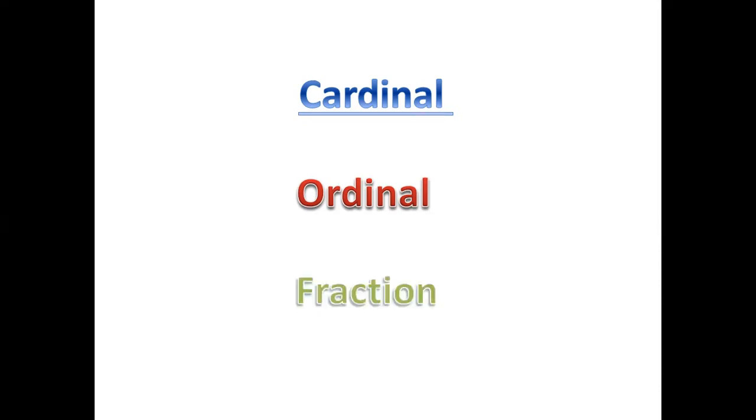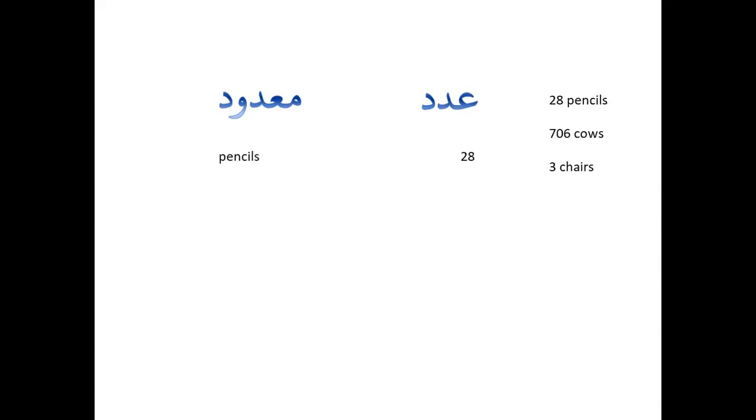Second is fraction. Again, I think everybody knows what fraction is. Fraction is the portion of something. So today we are going to deal with cardinal numbers, the fundamental numbers, and how we are going to go about it. There are two main terminologies, adad in Arabic numbers and madud. I believe most of you are aware of what adad is, but for the ones who are not, I'll tell you. For example, you have 28 pencils. Your adad would be 28 and your madud will be pencil. Is that clear? And you can go ahead now.